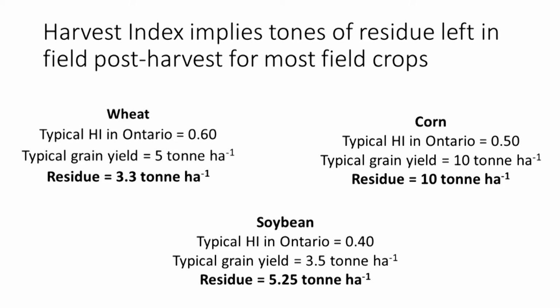So corn after harvest, you're dealing with 10 tons of residue per hectare. Soybean, it's about half that. Wheat, it's the lowest of these, 3.3 tons per hectare on average. Of course, this is variable, right? But this gives you a sense of what amounts of residue are left over after harvest. And corn is typically the most heavy residue field crop that's grown in Ontario.